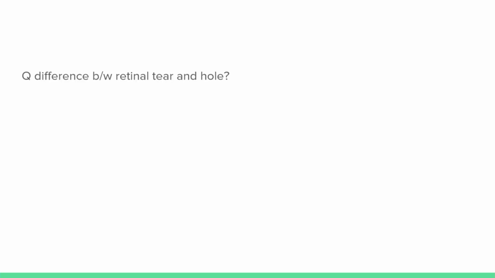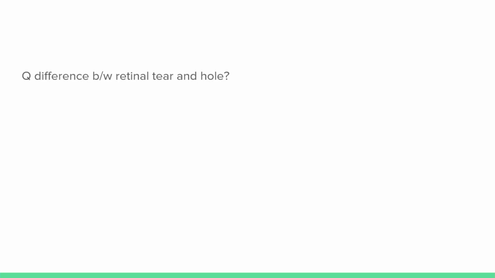Can anybody tell me the difference between a retinal tear and a hole? Giant retinal tear, hole, dialysis. A giant retinal tear is a tear that is more than 2-3 clock hours. In a hole, there is a discontinuity of the retina in that region. It can be a complete or incomplete thing, and in a tear, it's not discontinuity but just a break, like a breach in the retina.